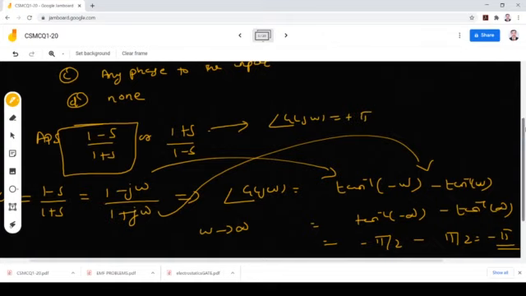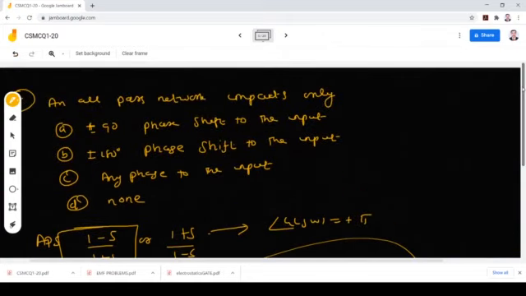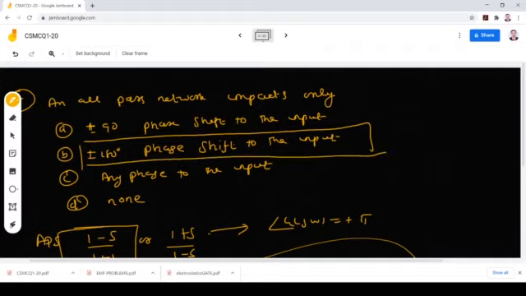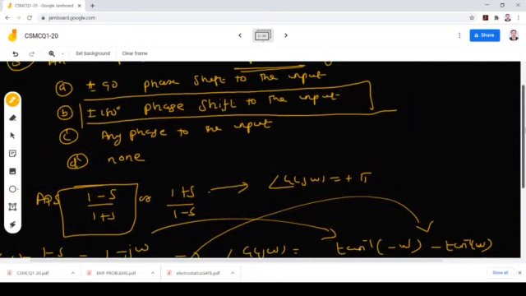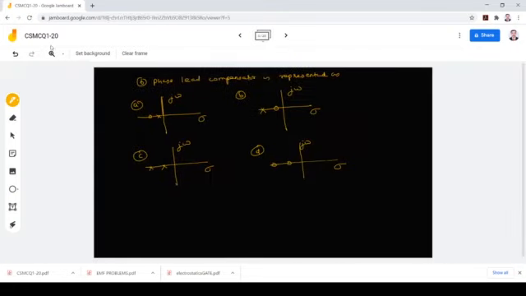So what will happen? An all pass system will impact the phase of up to plus or minus 180 degree. So why did I put omega equal to infinity? Because it will impact. So impact means I take up to all frequency, so minus infinity to plus infinity. So it will create 180 degree impact in phase.